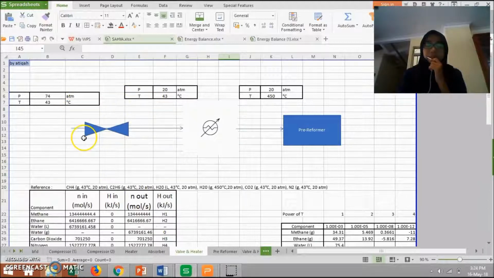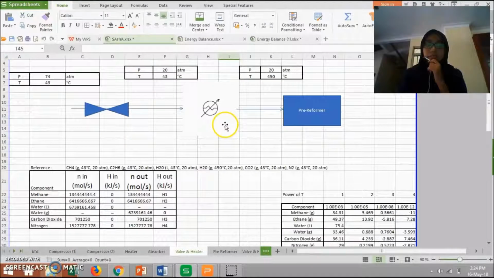For the valve, I am using it to reduce the pressure from 74 atm to 20 atm. Next, for the boiler, I will use it to increase the temperature from 43 degrees Celsius to 450 degrees Celsius.